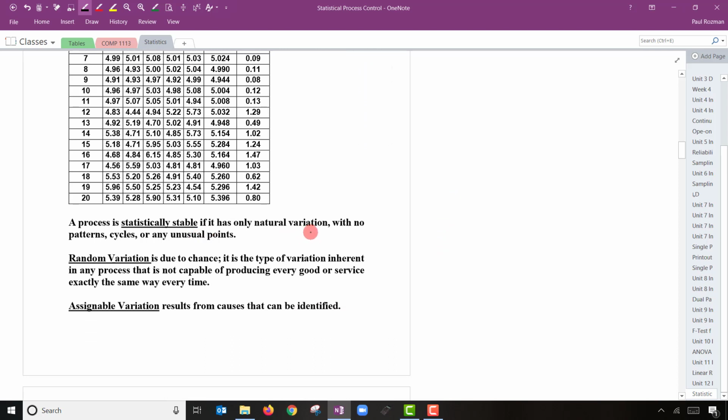We shouldn't have patterns or cycles. We shouldn't be systematically over or underestimating. Those bags should just be getting filled. Some are a little high, some are a little low, and no real pattern to it.